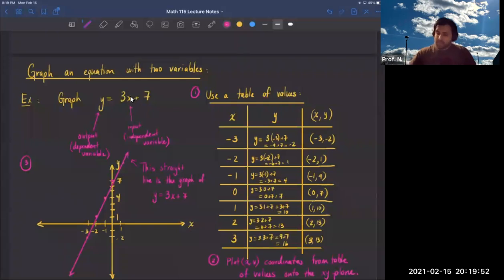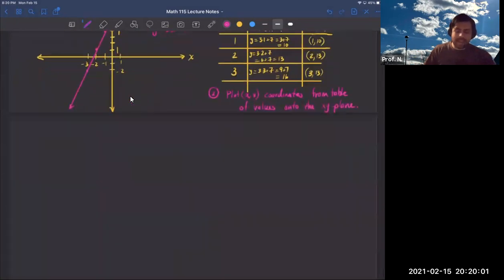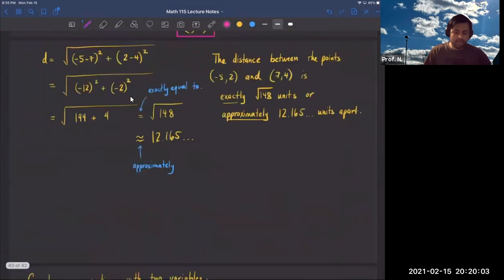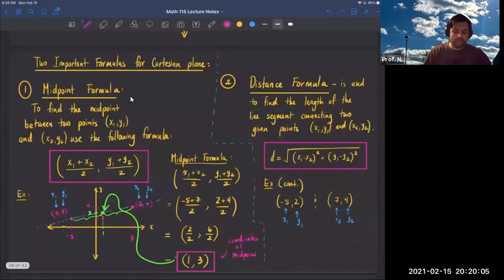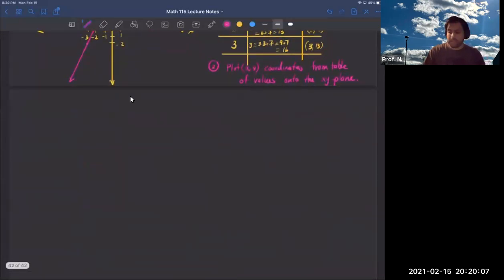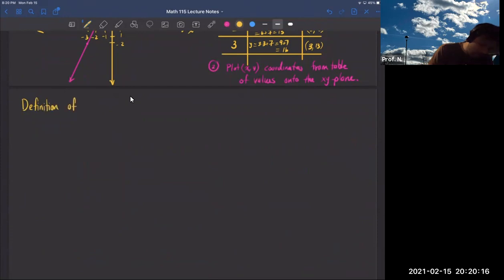So using this table of values idea is very useful. Okay. So I've been using words that I haven't defined too clearly yet. For example, the word function. I haven't defined it. So let's define a function. So definition of function.